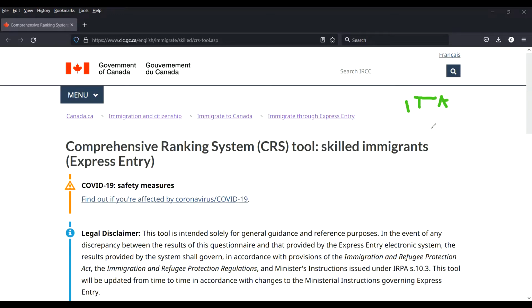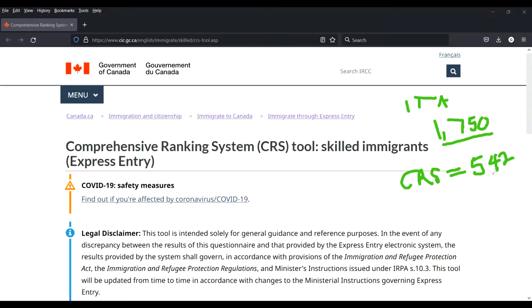And before this video, the last draw was held on July 20th, and a total of 1,750 candidates were invited, and the CRS, that is the comprehensive ranking system score that was used for this particular draw was 452.